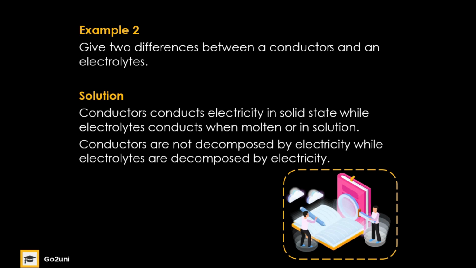So we have that for the differences between conductors and electrolytes. Conductors can conduct electricity in their solid state because they could be metals, or of course, like we have seen, graphite is an example, and graphite is a solid material. It's an allotrope of carbon. So conductors conduct electricity in their solid state, but electrolytes do so in their molten or solution states. Secondly, conductors are not decomposed by electricity when it passes through them, but electrolytes are characterized by the decomposition of the substance when electricity is passed through it. So these are two differences we can talk about between conductors and electrolytes.